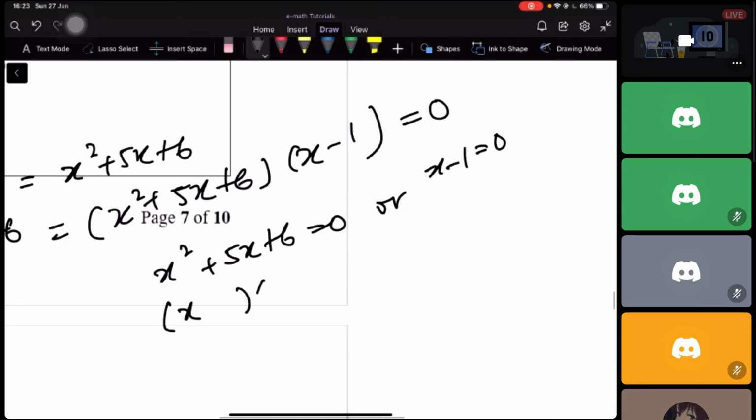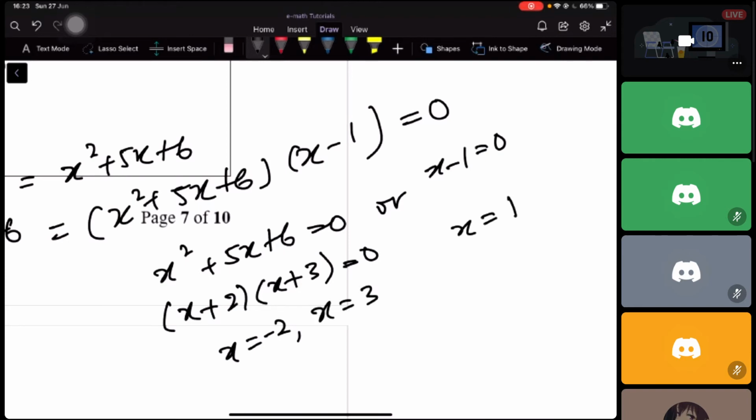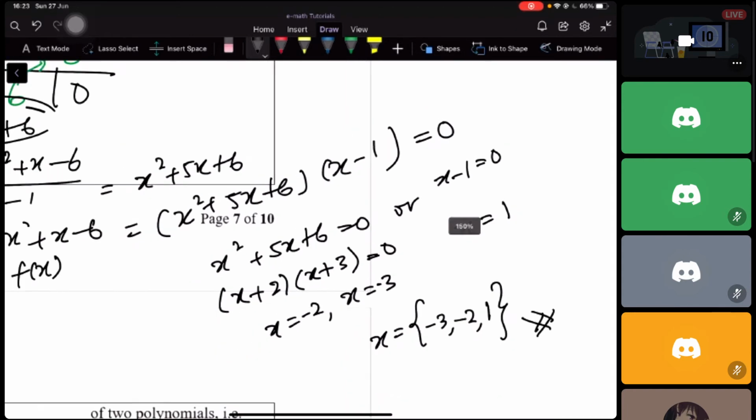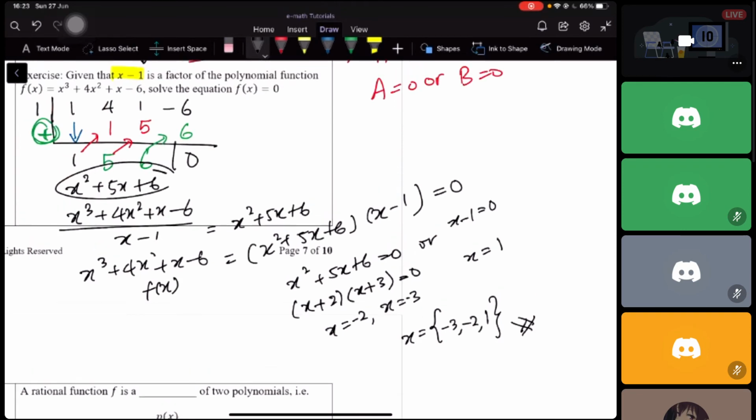This is x, then 1 plus 6 minus 1. Am I right? Oh no, 2 and 3. Sorry, 2 and 3, plus. Okay. So x equals negative 2, x equals negative 3, and x equals 1. Hence, your solution should be negative 3, negative 2, and 1. Okay. This is how you make use of the factor theorem.